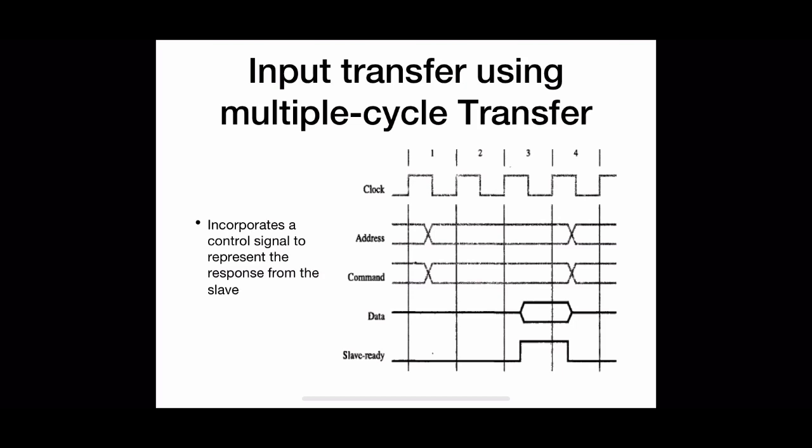So what it will do is, at clock cycle 3, the data will be placed on the data lines. At the same time, the slave will assert a signal called slave ready. This signal is used to inform the master that the data is ready on the data lines. So the bus master, who was waiting for this, will store the data into its input buffer at the end of clock cycle 3. So by clock cycle 3, the entire data transfer will be finished so that the bus master can proceed with the new transfer at clock cycle 4. This is how it will proceed.